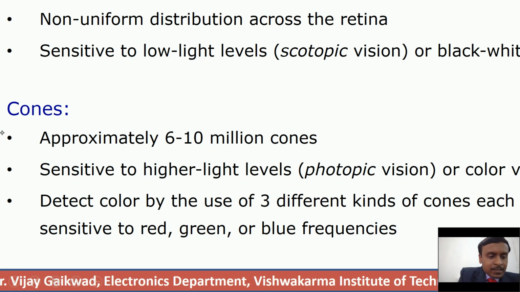The next type of sensor is the cones. The cones are approximately 6 to 10 million, against the rods. These cones are very sensitive to higher light levels, and the vision obtained from the cones is called photopic vision or color vision. So color vision is obtained from the cones. These cones detect color by a combination of three kinds of cones which are sensitive to red, green and blue frequencies. With the help of these three types of subcones sensitive to R, G and B, that is red, green and blue, the combination of these multiple components leads to any specific color, and that color can be easily recognized by the human eye.